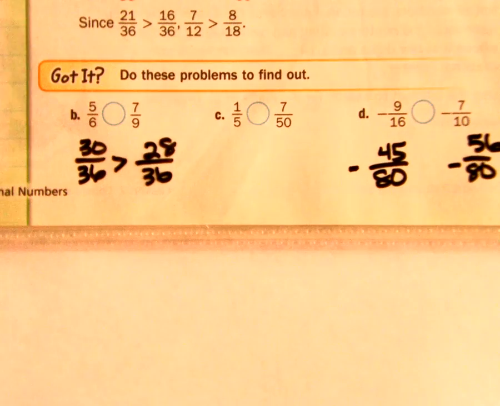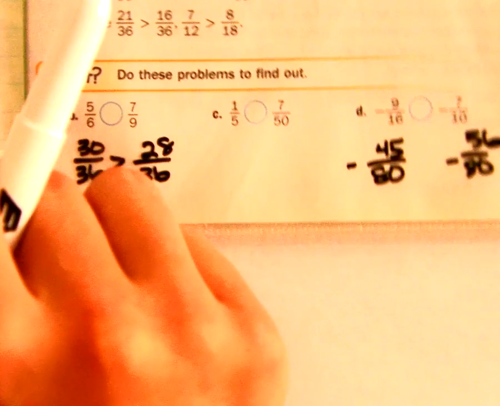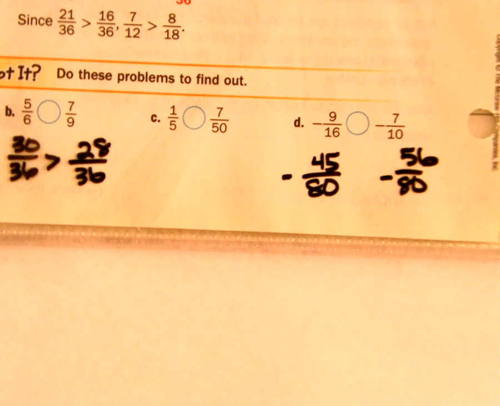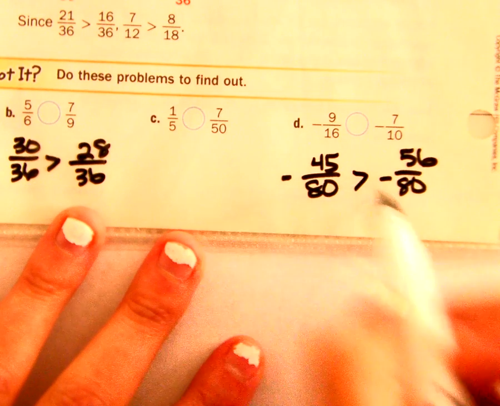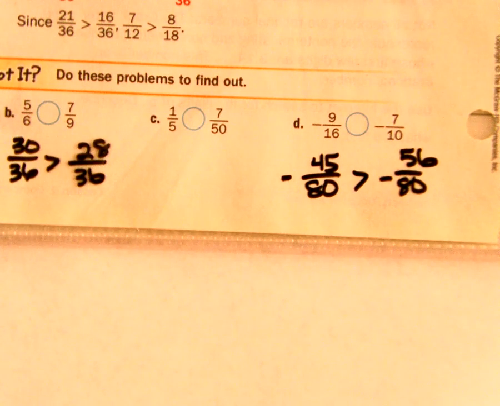So now I can compare. I compare the numerators. I have negative 45 and negative 56. Then I have to stop and ask myself, which one is bigger? Is negative 45 or negative 46? Well, we know that negative 45 is bigger because it's closer to 0. So we'd say negative 45 over 80 is greater than negative 56 over 80.